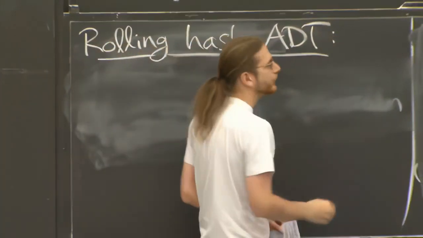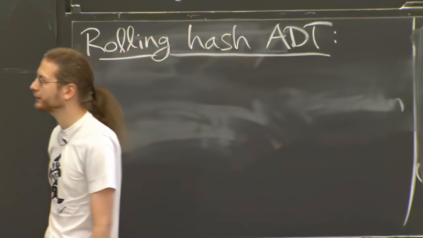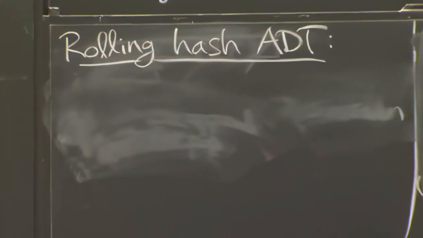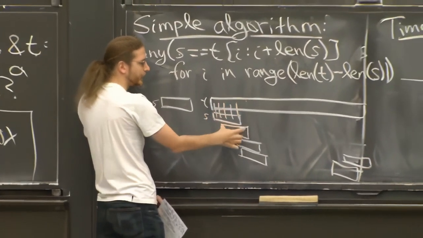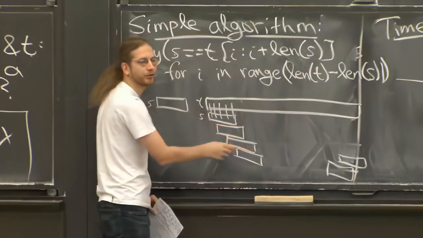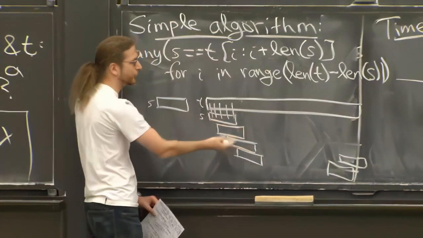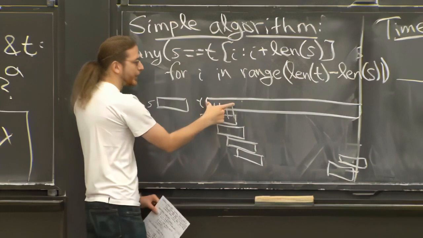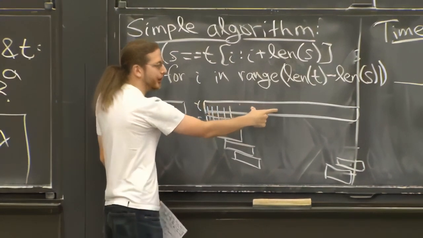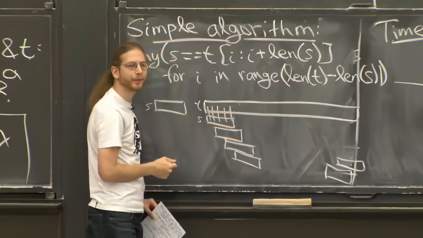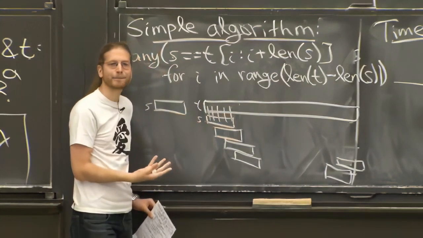We need a data structure to help us do this. Because if we just compute the hash function of this thing, compare it to the hash function of this thing, and then compute the hash function of the shifted value of t and compare it, we don't have to recompute the hash of s. That's going to be free once you do it once. But computing the hash function of this, and then of this, and of this, usually each of those hash functions would take length of s time. And so we're not saving any time.